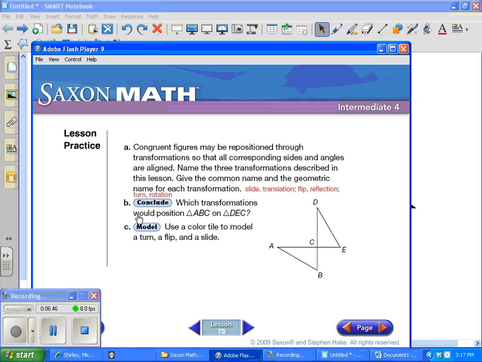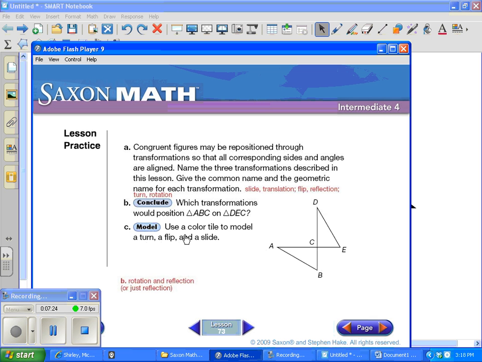Which transformations would position triangle ABC, that's this one right here, on triangle DEC? That's this triangle. So if we look at it sideways and imagine a center line right through here, do you know what that would be called? It would be a flip, wouldn't it? Or a reflection. Okay. And you could rotate it, but then you would still have to reflect it.